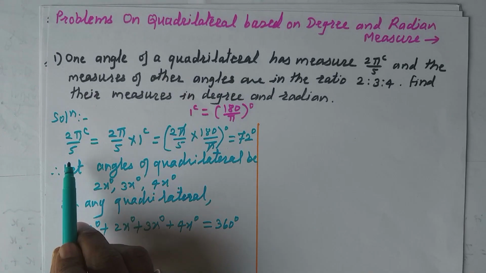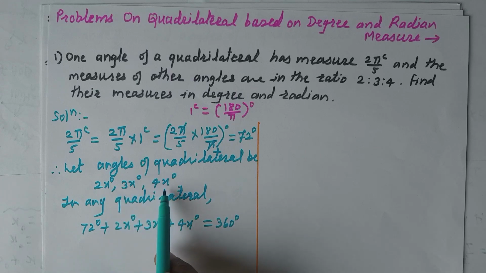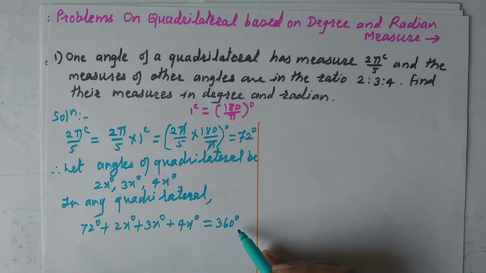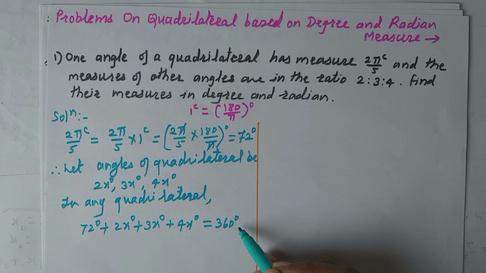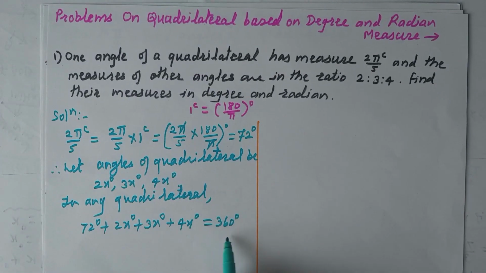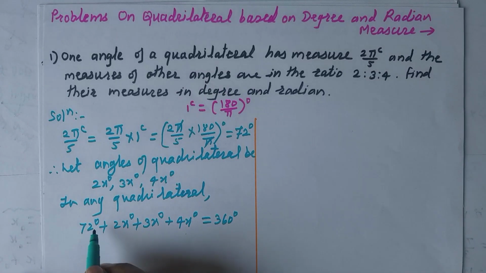If you are keeping this 2 pi by 5 radians as it is, then you have to consider these angles in radians, and if all the angles on the left hand side are in radians, then instead of 360 you take 2 pi radians, because we know that 2 pi radians is equivalent to 360 degree. Here we are supposing angles in degree, therefore you take the sum of the measures of all four angles of a quadrilateral equal to 360 degree.